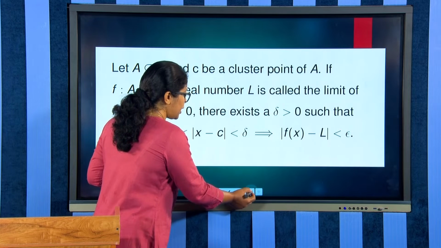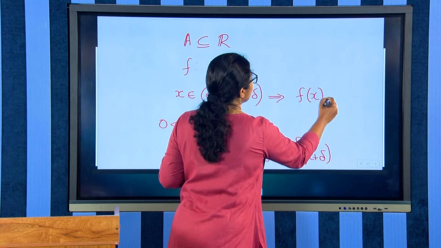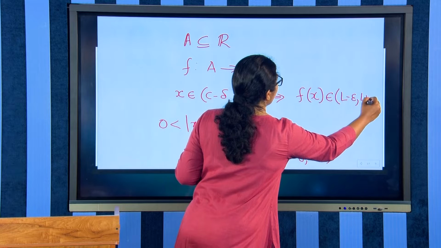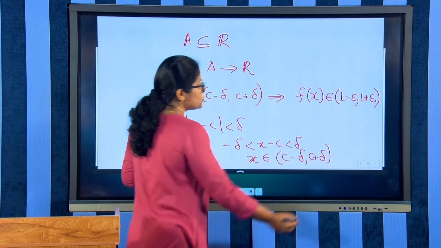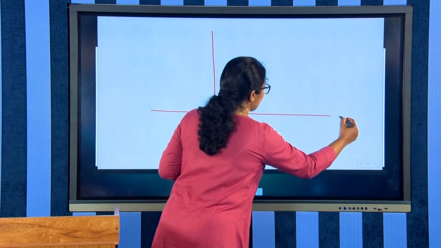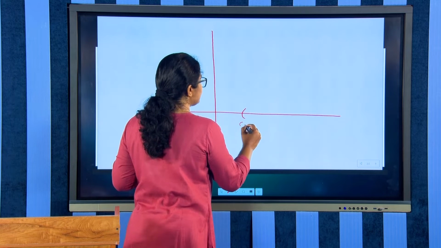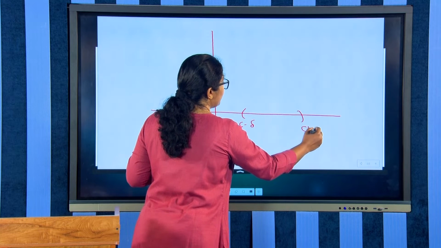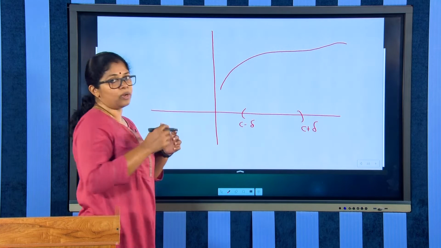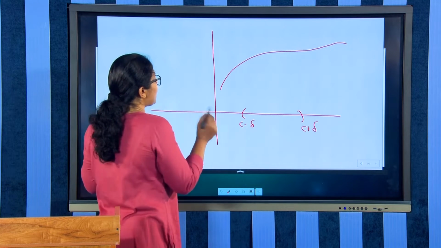So, let us see a geometrical approach. This should indicate that f of x lies in the epsilon neighborhood of L, that means it should be something like this: (L minus epsilon, L plus epsilon). If we have the x axis and the y axis, always we plot x on the x axis. We have c minus delta, c plus delta as the open interval here. We have the function f going something like this. We do not know whether it is a function with no breaks or something else. It is a random function given.